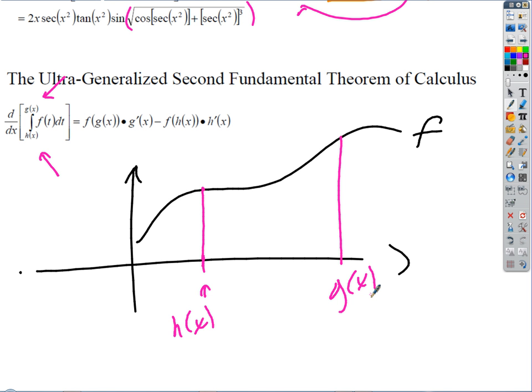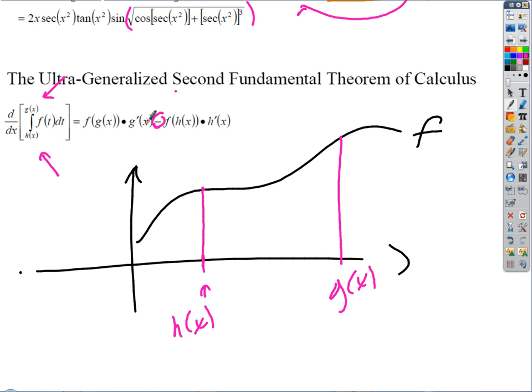But if we want to know how fast as a function of x this area is changing, then all we have to do is take the second fundamental theorem as we normally would at the top limit, minus the second fundamental theorem at the lower limit. Right? So it's just going to be g of x times g prime of x minus h of x times h prime of x on the bottom. And that's a pretty advanced problem.